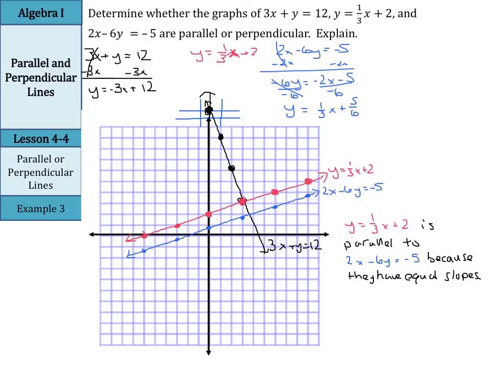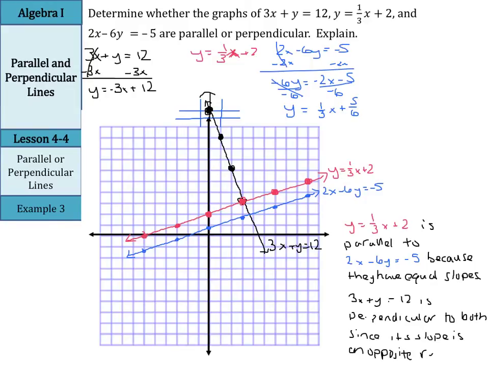Now the other equation, 3x plus y equals 12, is perpendicular to both, since its slope is an opposite reciprocal.